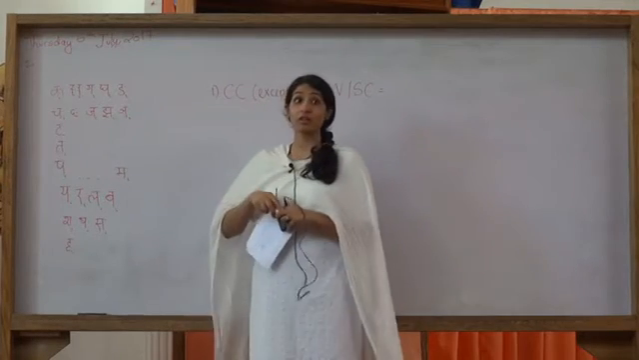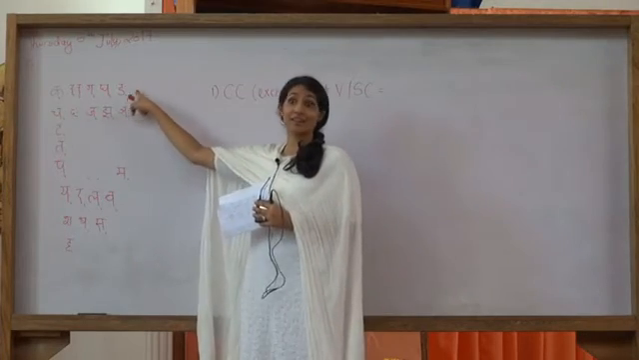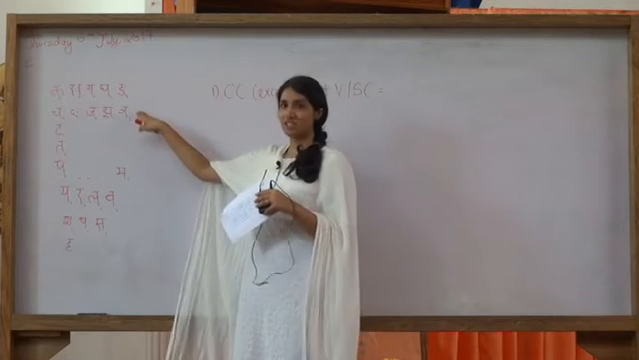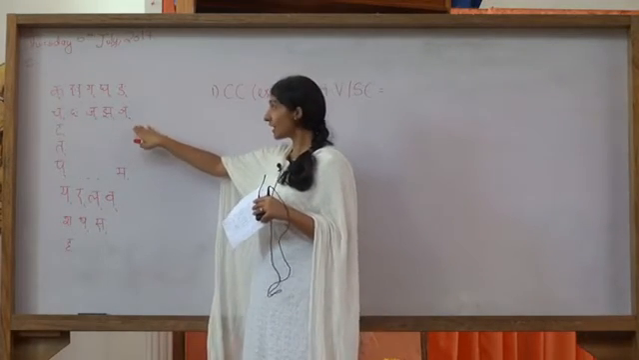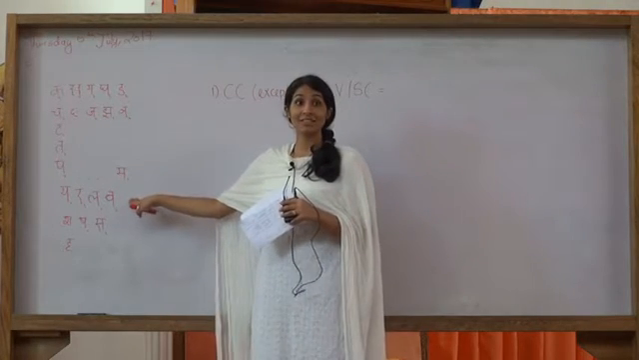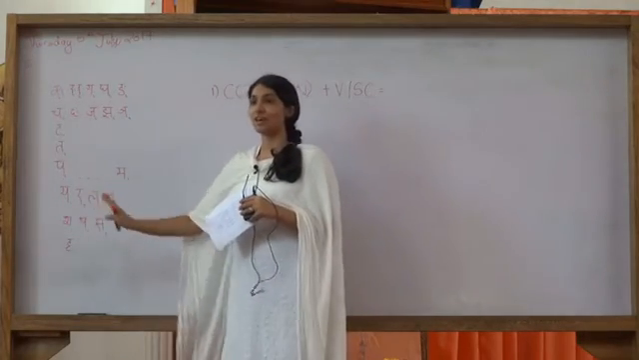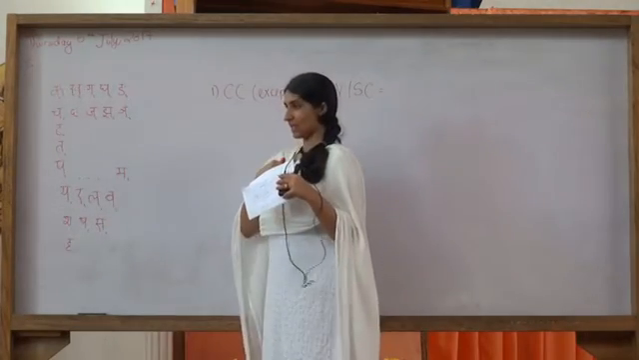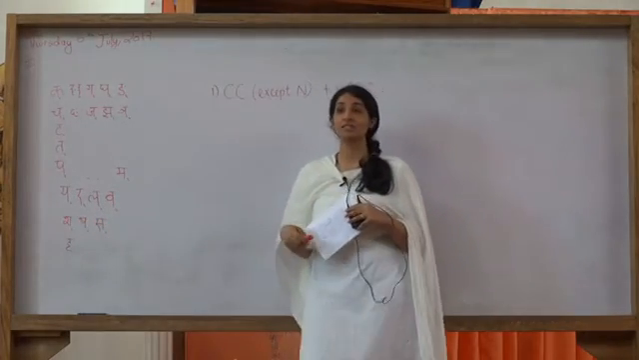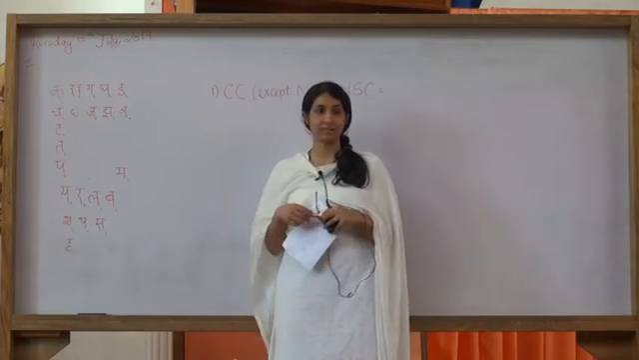So this is all the consonants, right? This line is called the ka varga line, or the ka line. This is the cha line, ta line, pa line. Then this line is all the semi-vowels: ya, ra, la, va. Sha, sa are called the sibilants, and the ha is called the aspirate.